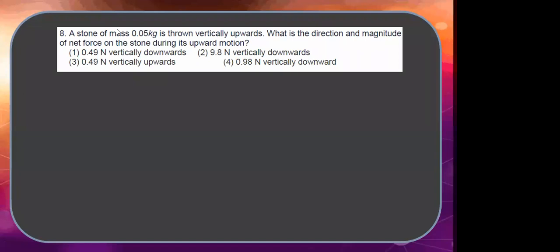A stone of mass 0.05 kg is thrown vertically upwards. What is the direction and magnitude of the net force acting on the stone? What is the direction and net force? So net force acting on it will be equal to weight. So direction is in the downward direction.